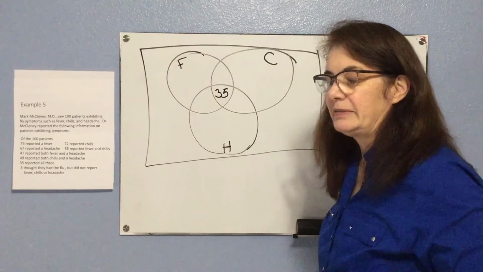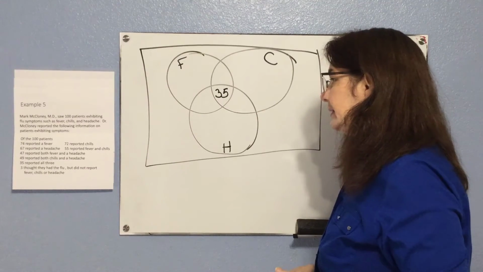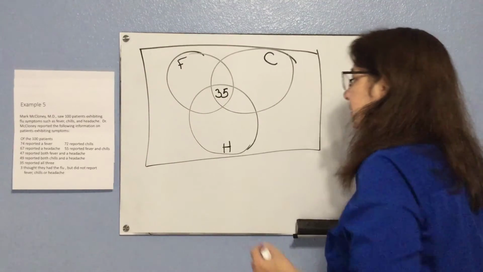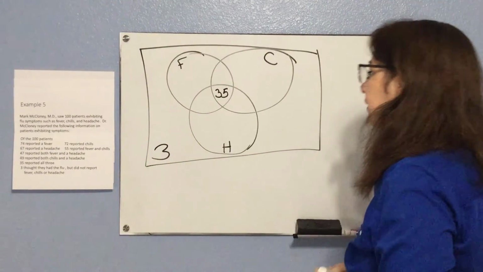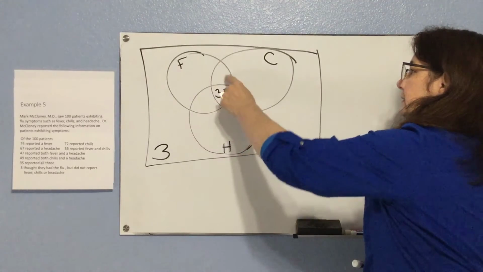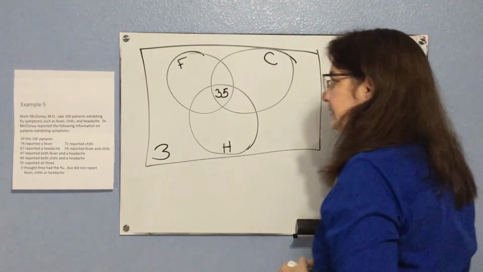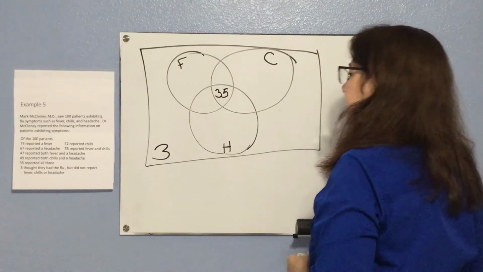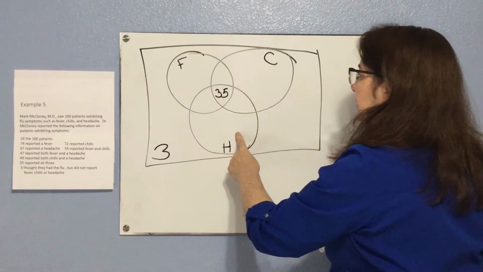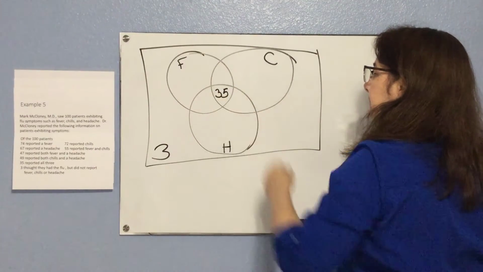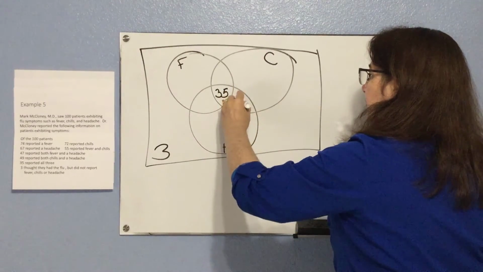And then they gave us a piece of information they don't normally give us. 3 thought they had the flu but did not report any of these symptoms. So we can put the 3 out here. Now let's go back and do these 3 regions. It said 49 reported chills and a headache. So chills and headache are here. 49 total in this area. We've already got 35. So just 14 more.